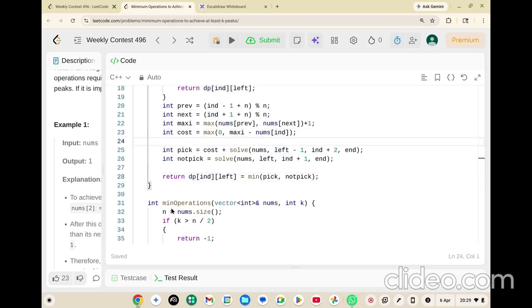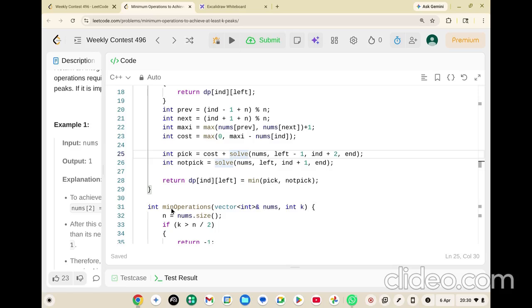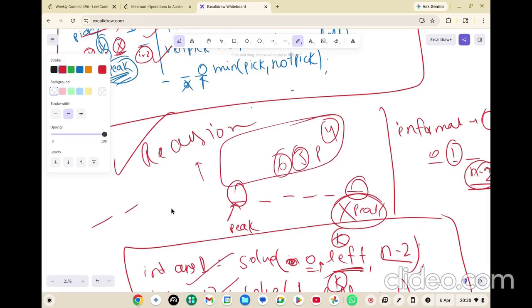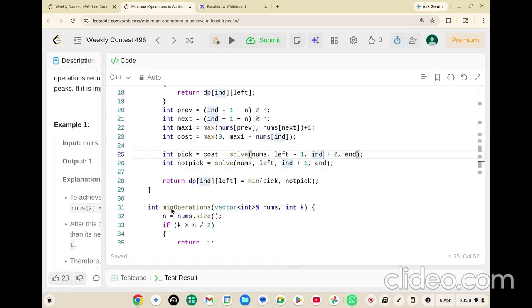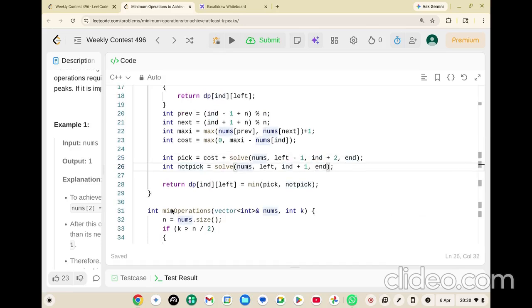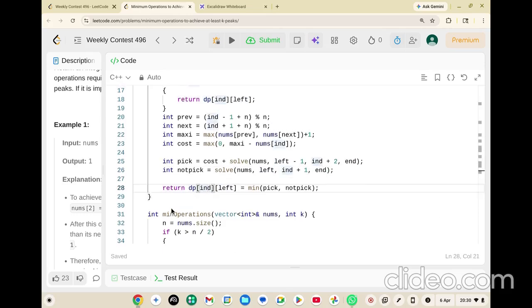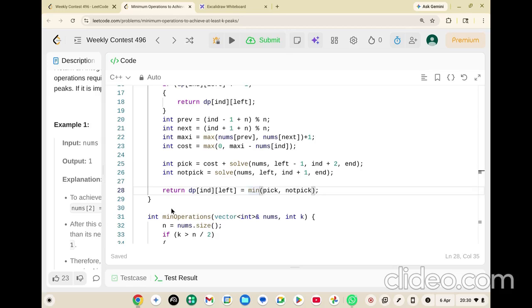Int pick is cost, whatever the cost came at this point, plus the solve function. And if you pick this up, your left will be left minus 1 and you will move to index plus 2. I hope this is also clear, that if you have picked this element, then this can't be your peak again, right? And if you don't pick that element, then you will have left and index plus 1, you move to the next index, and you have end as well. So return dp of ind left, and that will be the minimum of pick comma not pick.